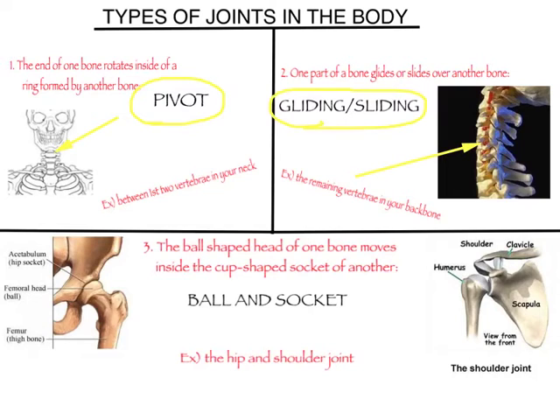The third type of joint, which provides the widest range of movement out of all our joints, is called a ball and socket joint. This occurs when the ball-shaped head of one bone moves inside the cup-shaped socket of another bone. Some good examples of a ball and socket joint are hip and shoulder. You can see we have a ball-shaped head of our humerus fits into the cup-shaped socket formed by our clavicle and our scapula. And over here we have the ball-shaped head of our femur fitting into the cup-shaped socket of our pelvis. And those are good examples of ball and socket joints.